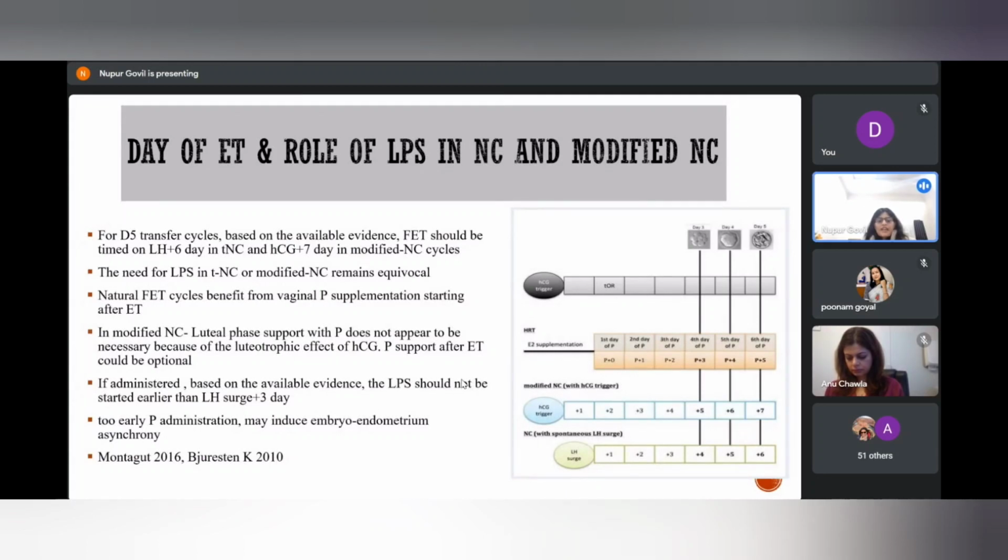A very important thing is to avoid too early administration of progesterone, because again it can induce embryo-endometrium asynchrony. Based on available evidence, the luteal phase support should not be started earlier than LH surge plus 3 days.